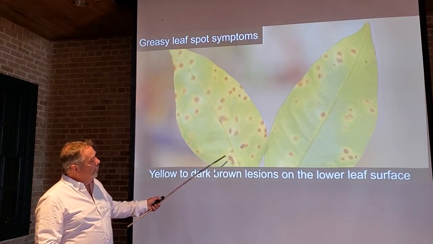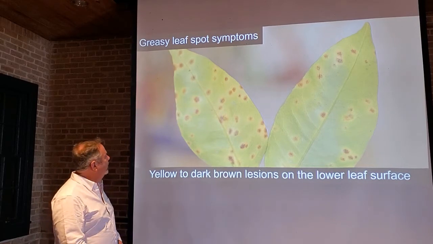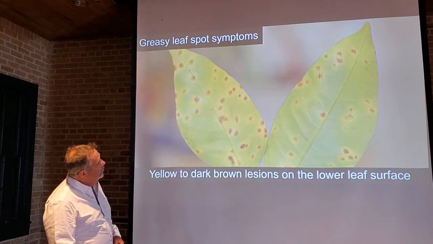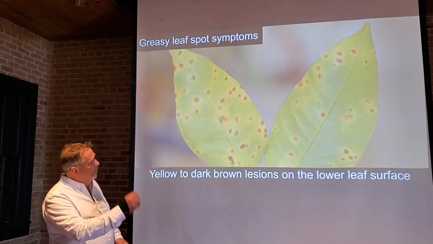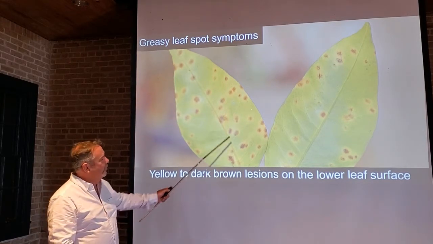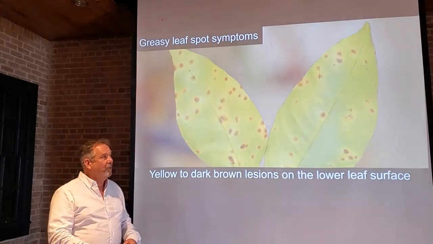This is the photo of the lower surface of the leaf, and you can see that the spots go all the way through and again have that halo, but they're only slightly raised and not as much as citrus canker.